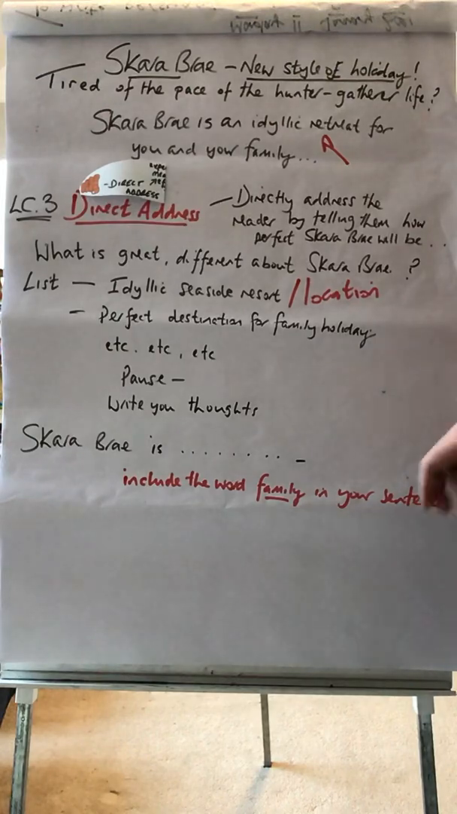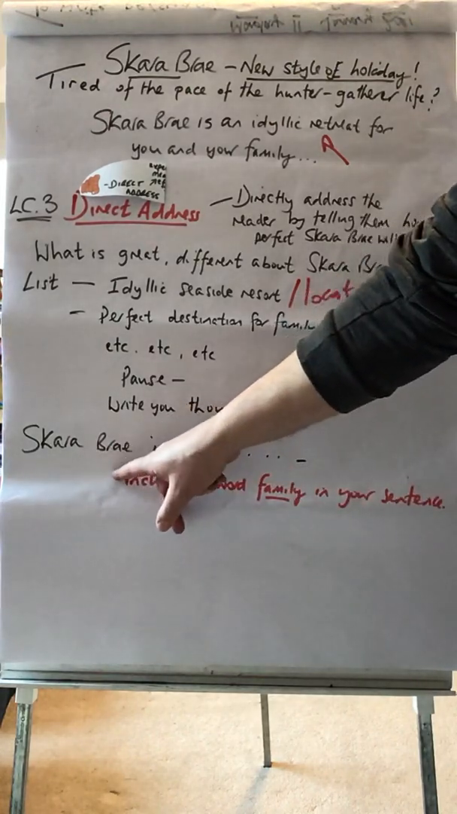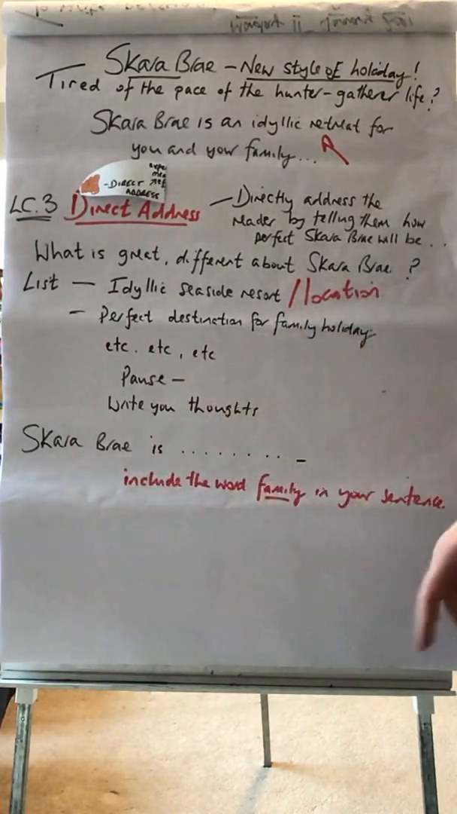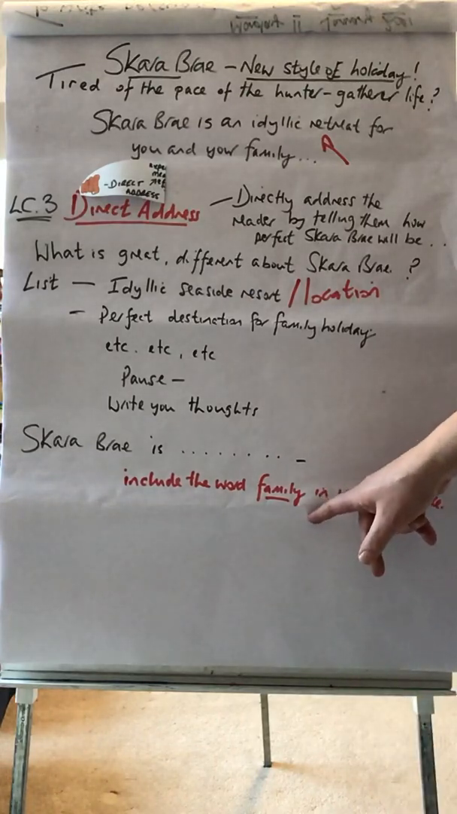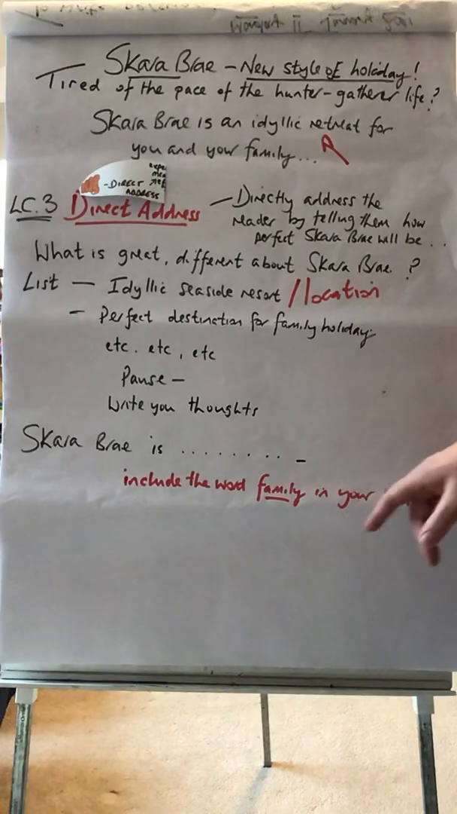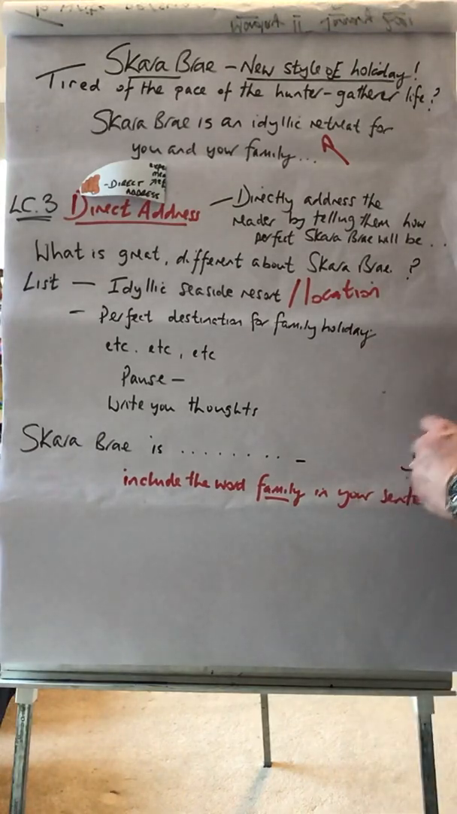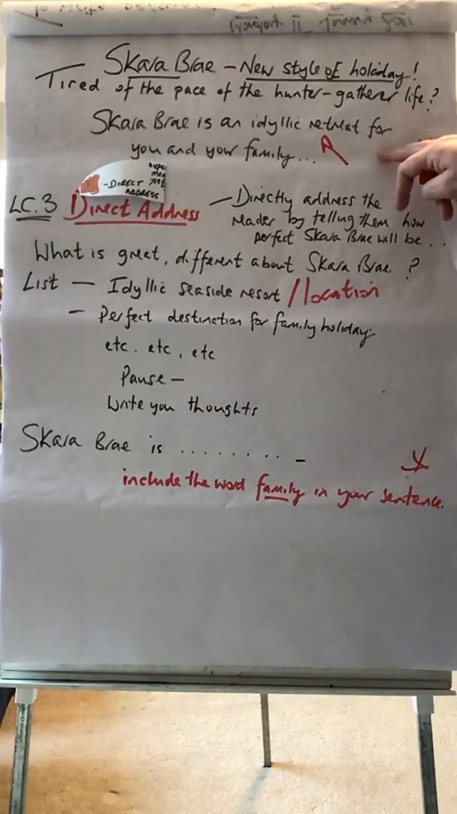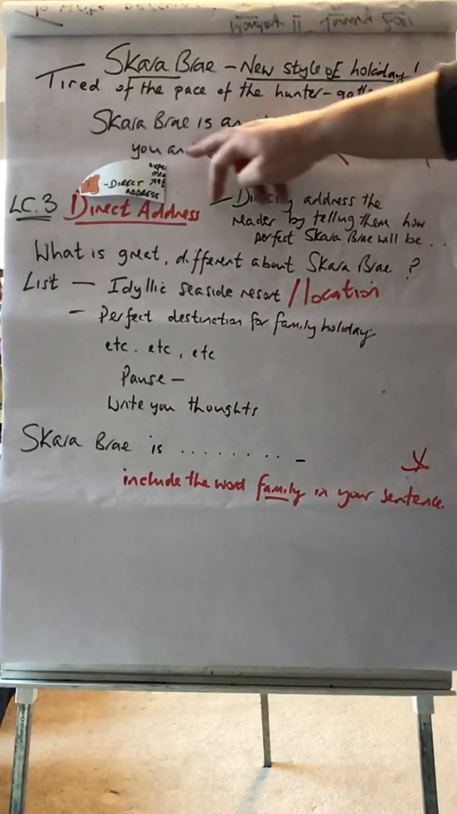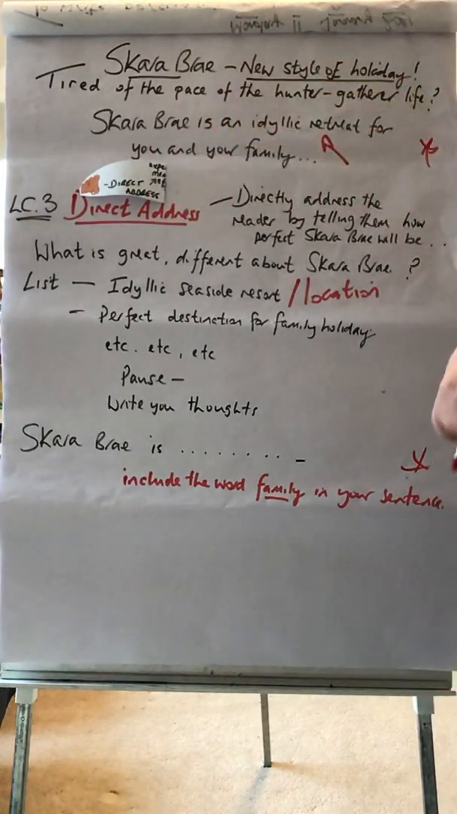Right, when you come back, I want you to start your last learning chunk and your last sentence with Skara Brea is. I also want you to include the word family somewhere in that final sentence. So if we now go up to the top, I have finished this off for you. I might not do this tomorrow. Skara Brea is an idyllic retreat for you and your family. So it's in a direct address to you. It's persuading the person that actually it's a great location for somebody to go with their family to relax for a holiday.